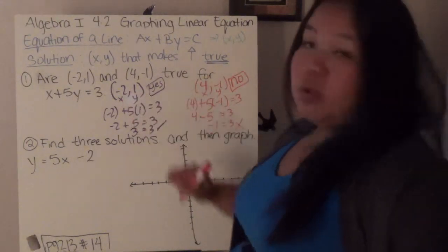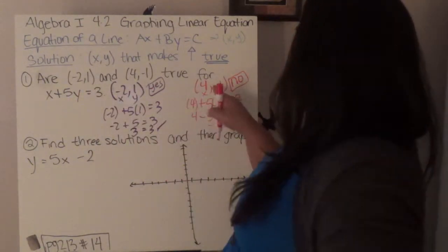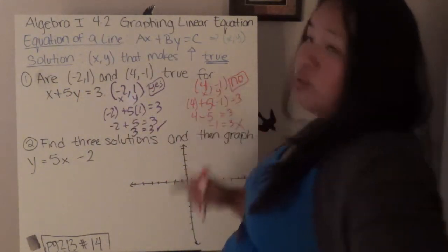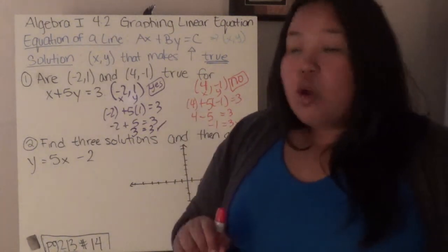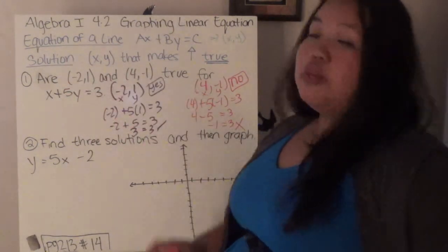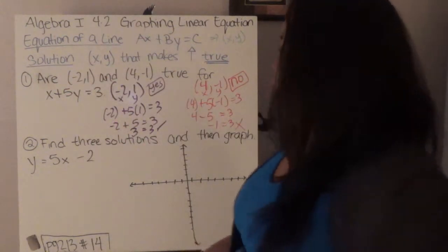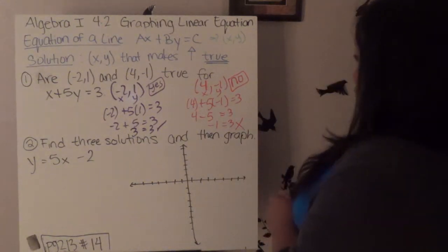So the first point would be on this line. If I graph this line, this point would be part of it. If I graph this line, the other point would not be, because it's not a solution. All the points on the line, if I use them mathematically, will give me a true statement in my equation. Alright? So this next one is to find 3 solutions and then graph.